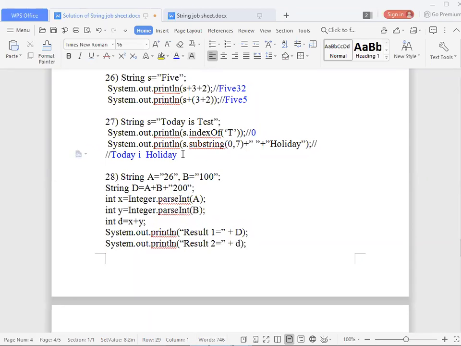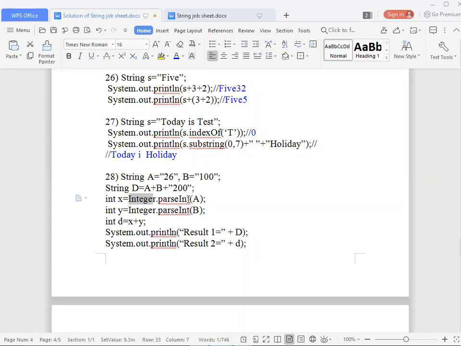Then question number 28. Yes, it is important. Why is it important? Because here we have used this predefined method of the wrapper class. Integer is the wrapper class over here. So this integer is the wrapper class now, and parseInt is the method to convert the given string into the integer. Okay, parseInt, as its name shows, parse means convert.